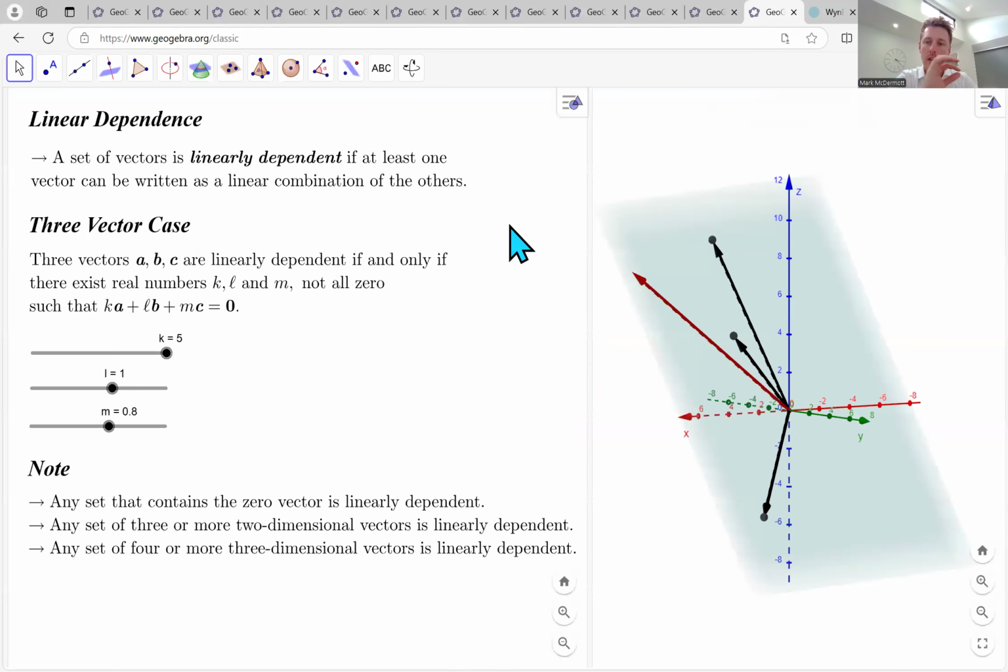So we just looked at the two vector case. We had two vectors and we were trying to work out if they're linearly dependent or independent. Let's look at the three vector case.